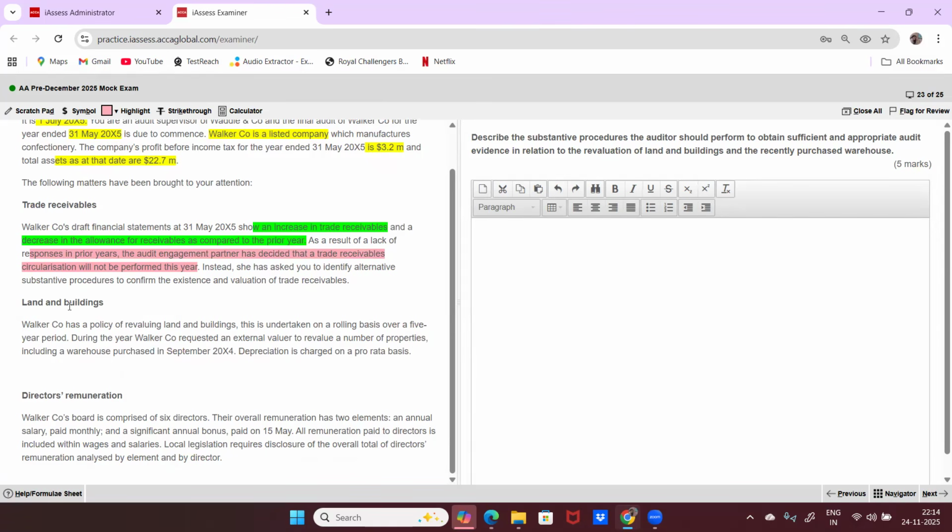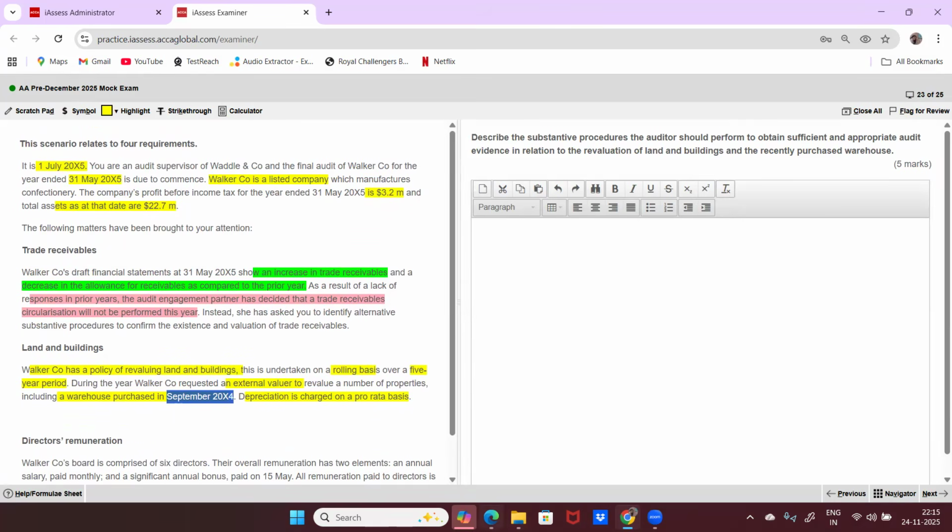Let me highlight them for you. First of all, they have their own policy for the revaluation of land and building. That's 1 point. Undertaken on a rolling basis. So that is another point. It happens over a period of 5 years. Another point. During the year requested an external valuer. My fourth point. There was a new warehouse which was purchased in September 2004. Fifth point, depreciation is charged on a pro rata basis because it has been purchased during the year, in September 2004, right? During the year it was purchased.